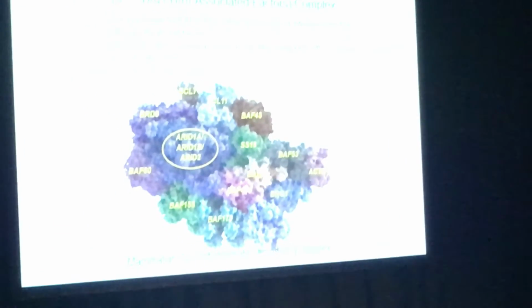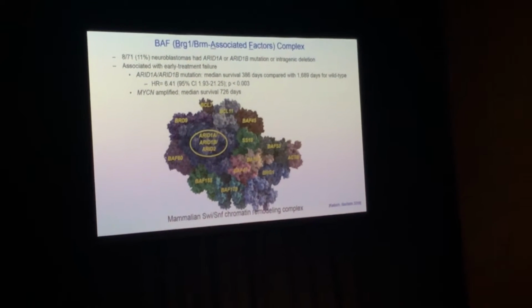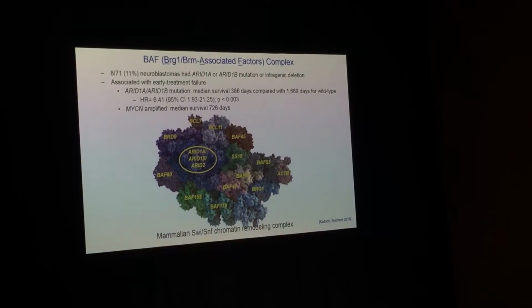ARID1A and ARID1B, along with ARID2, are members of what I will call in this talk the BAF complex, for BRG1/BRM-associated factors. It's also a mammalian SWI/SNF chromatin remodeling complex. We found that about 11% of the neuroblastomas in our initial study had mutations in ARID1A or ARID1B, and these were associated with early treatment failure. Death from time of diagnosis was at about 1 year, in contrast to MYCN-amplified tumors, which was closer to 2 years.